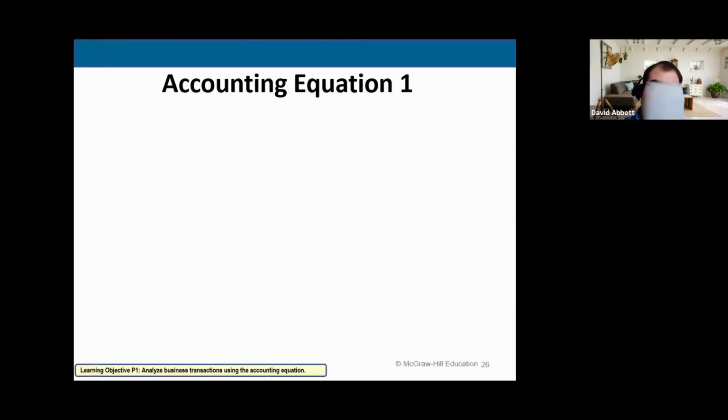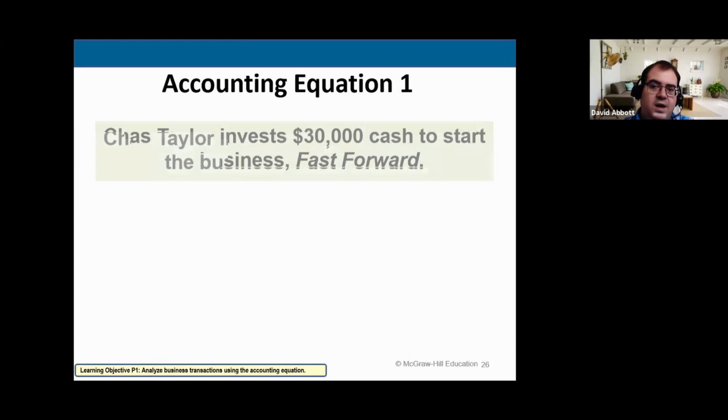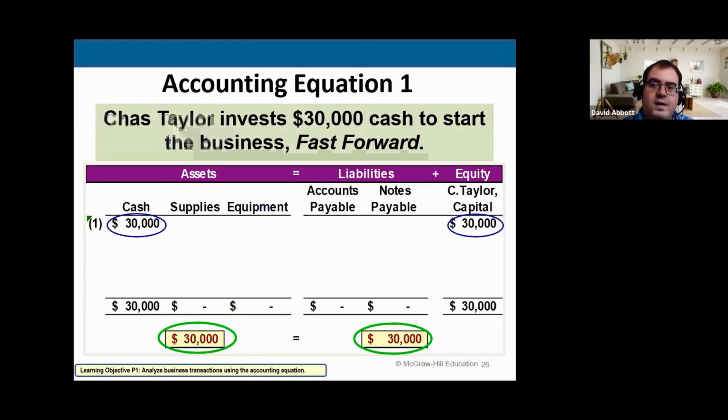But that's a little bit beyond. We're going to talk about that later. So we see here how that works. So assets, cash is increasing $30,000. And we see here that C. Taylor Capital is increasing by $30,000 in the equity. Then we see here both sides of the equal sign, they balance. Okay.